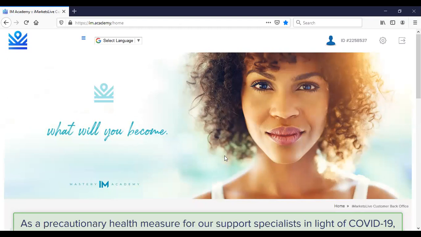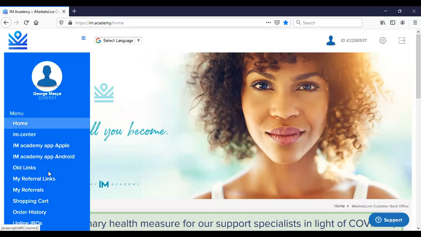Then after it goes through, you come to the top left of your screen. I think on your phone it will be on top right, these three bars here. So you select them, they'll give you a drop down. On this drop down, we have all the details there, history, applying. So today you're going to look at the IAM Center.